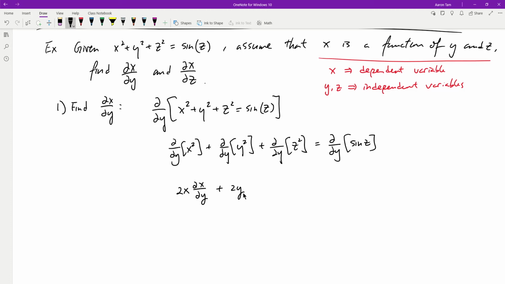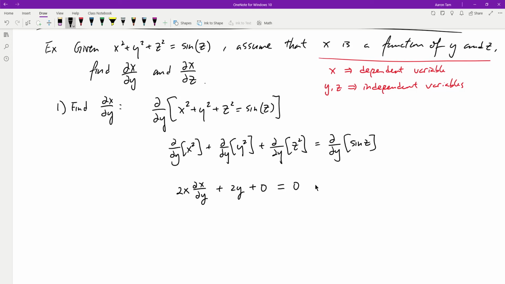And now what happens when I differentiate z squared with respect to y? This is different because z in this scenario is an independent variable, just like y. And in partial derivatives, we treat the other independent variable as a constant. So when I differentiate z squared with respect to y, this comes out to be 0. And what happens to sine z? Well, sine z is also a function of z, which is independent of y, and therefore is treated as a constant. So that also equals 0 on the other side.